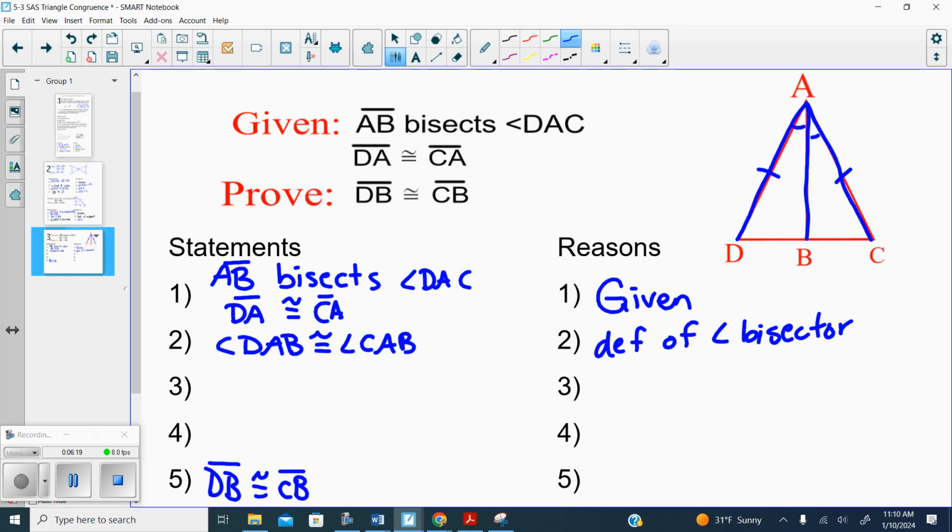Do they share a side, so therefore that's going to be reflexive, or do they have vertical angles, therefore that's vertical angle there? Which one? Which side do we share? Mark that. Now that has to get written in my proof. AB is congruent to AB. What you're saying is the AB from this triangle is congruent to the AB from that triangle. That is now what reason?